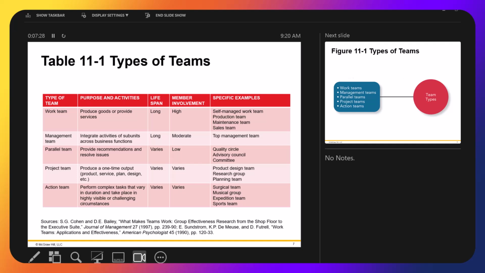Action team: performs complex tasks that vary in duration and take place in high visibility or challenging circumstances. Lifespan varies, membership varies. Examples: surgical team, musical group, expedition team, sports team. So when we think in terms of an action team, they come in to, again, perform a complex task that varies in duration and takes place in high visibility, challenging circumstances.